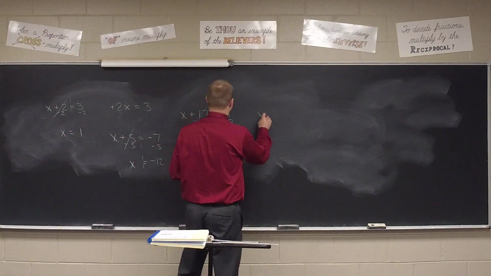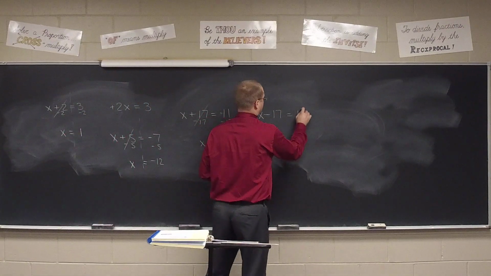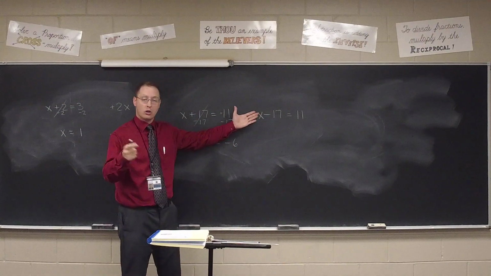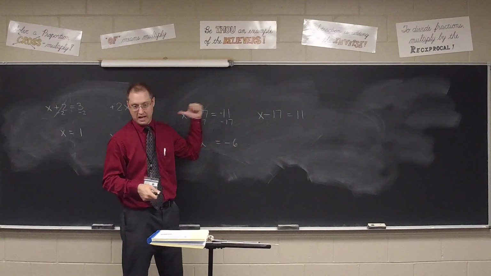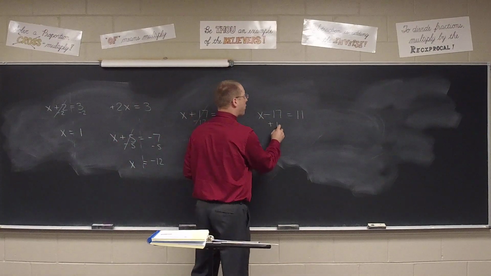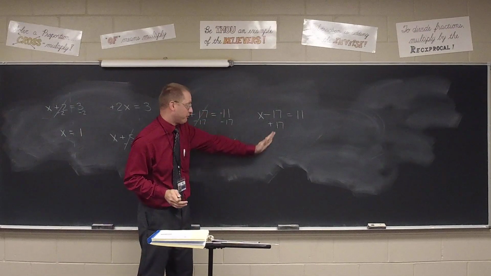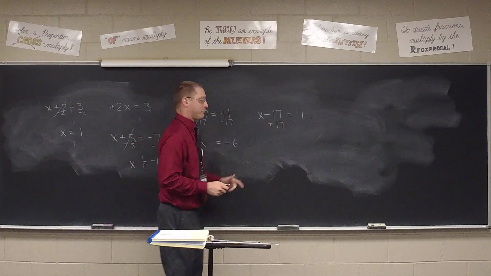Well, what if it had been a negative number? What if this was x, negative 17 is equal to 11? Well, again, the negative 17's got to go. Glenn, how do I make a negative 17 vanish? Positive 17, when it is a separate term from the x. It's not part of the x. It's separate from the x, so I get rid of it separate from the x.